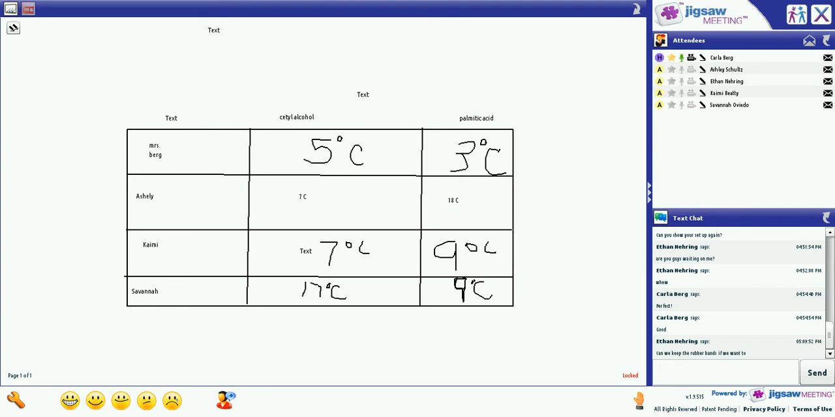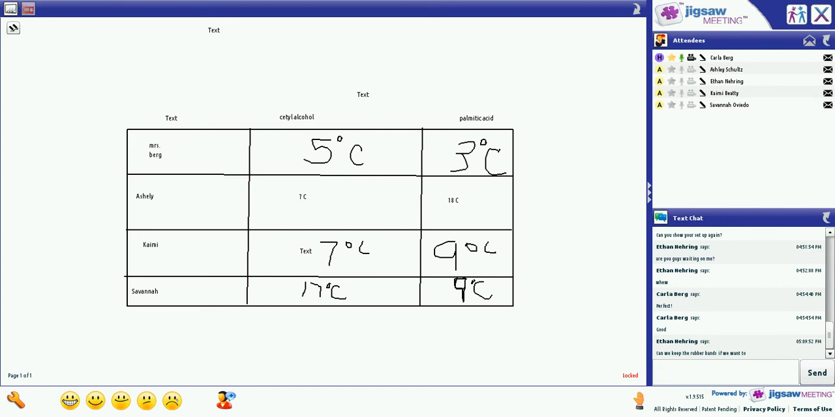Okay, so for the most part, our numbers were pretty good. Savannah's cetyl alcohol and Ashley's palmitic acid, those are pretty big. But those were your results. You can't change what you get. That's the results I want to see in your lab report.